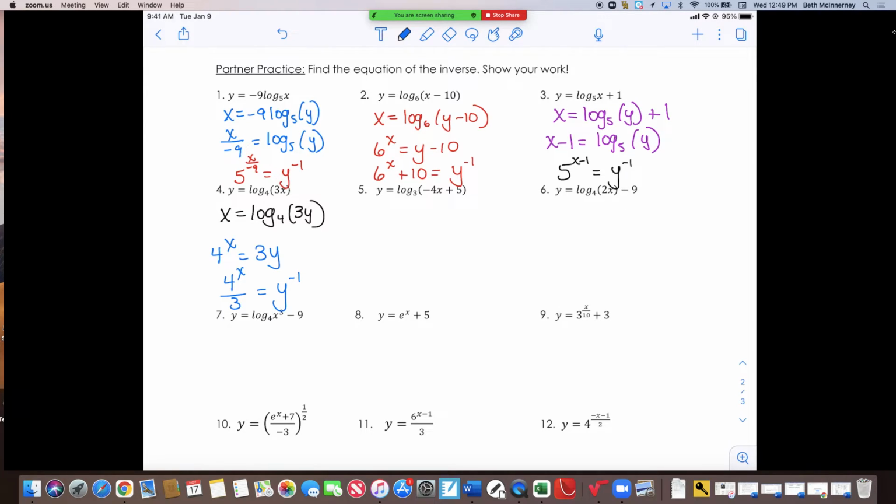Okay, here's number 4. You switch the x and the y. So I get x equals log with base 4 of 3y. Then I'm changing colors when I'm going from logarithmic to exponential. So that's 4 to the x equals 3y. Now I divide by 3, so I have 4 to the x divided by 3 is the inverse.